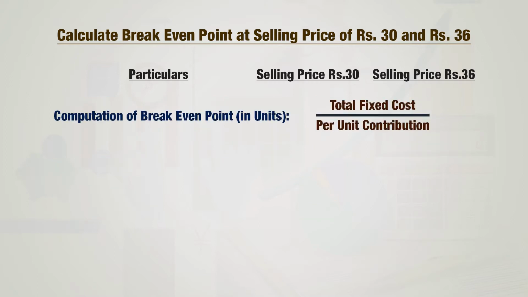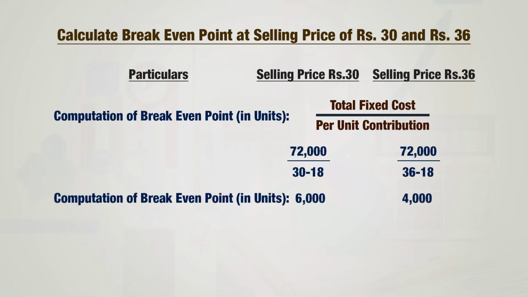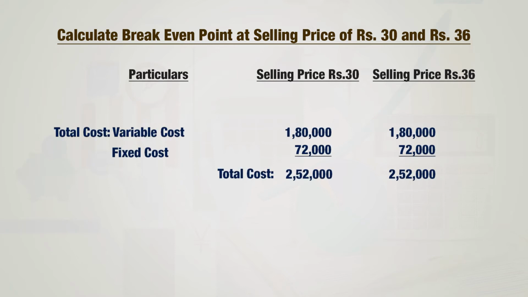Friends, how to compute break-even point in units? Total fixed cost is divided by per unit contribution. 72,000 is divided by 12, while in the other option 72,000 is divided by 18, where selling price is rupees 36. So, computation of break-even point in units: for first option 6,000, for second option 4,000. So, total cost, variable plus fixed, is 2,52,000 in both the options.